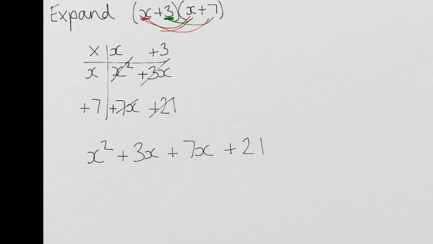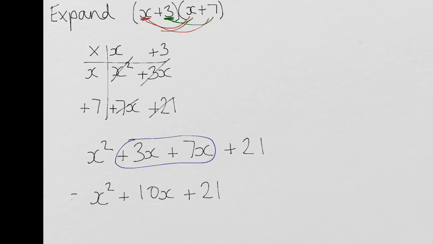In most cases, you will find that you are able to collect the two terms in the middle, and you would be expected to do that. That's going to give me x squared plus 10x plus 21, and that is my final answer. I've expanded it, and that is what it's asked me to do. Have a look at the next example where we've got some negatives included too.